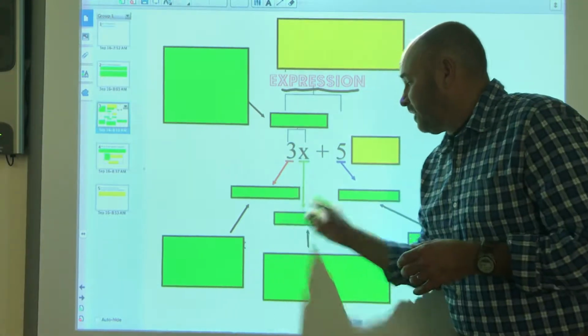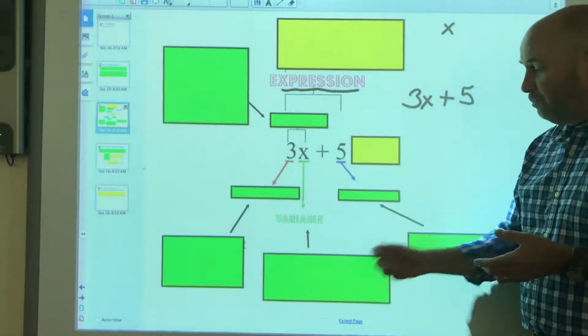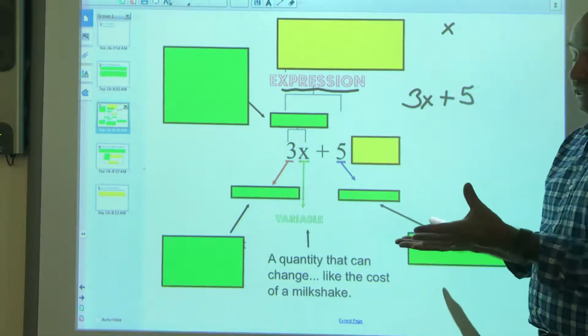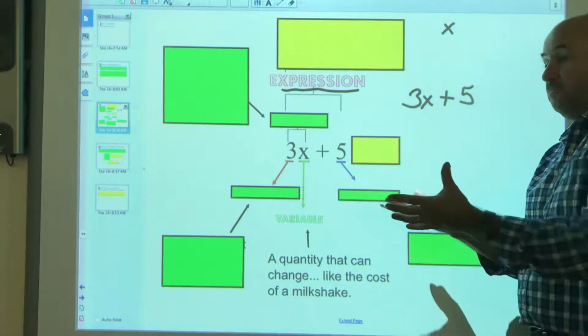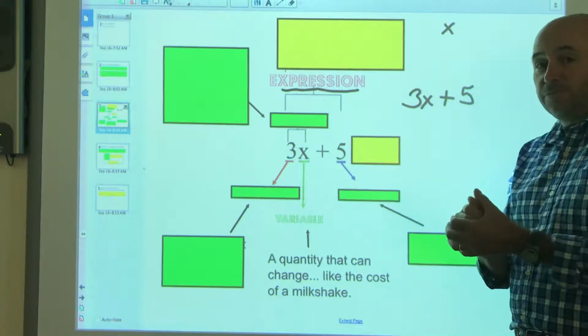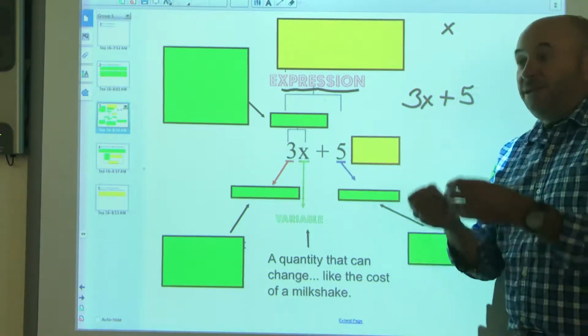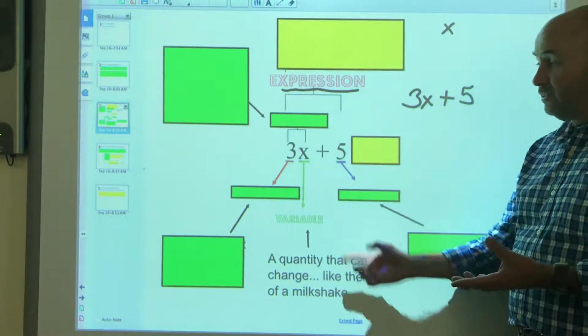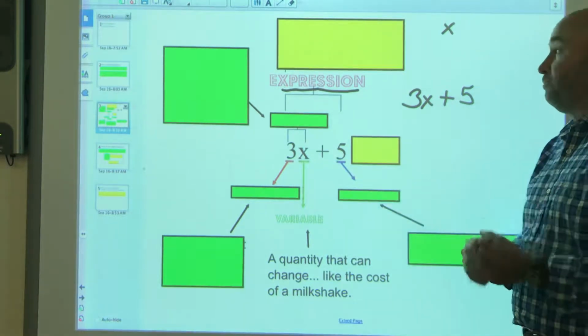X is a variable. And a variable is a quantity that can change, like, say, the cost of a milkshake. You might go to McDonald's and pay one price for a milkshake, go to Wendy's, pay another price for the milkshake, go to Dairy Supreme and pay another price. So that's why we could use X, or a variable, for the price of a milkshake.